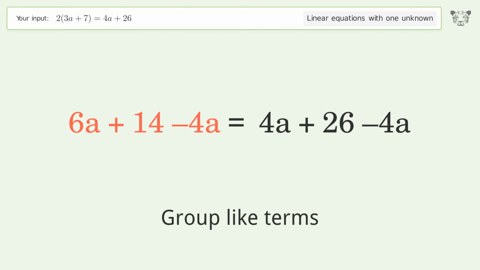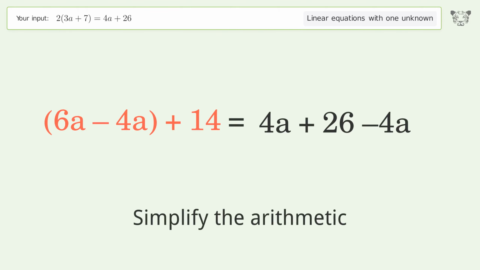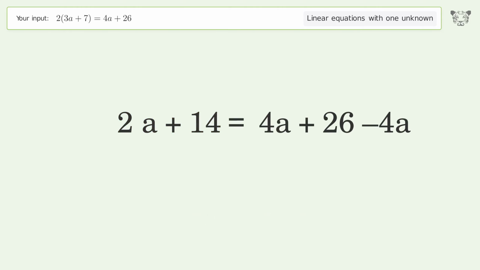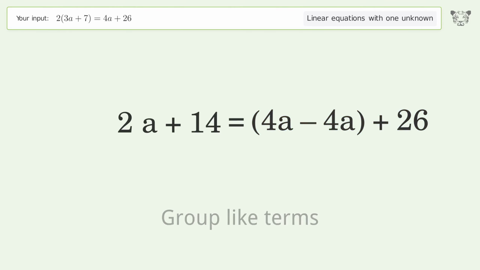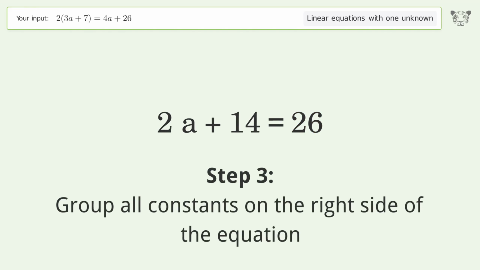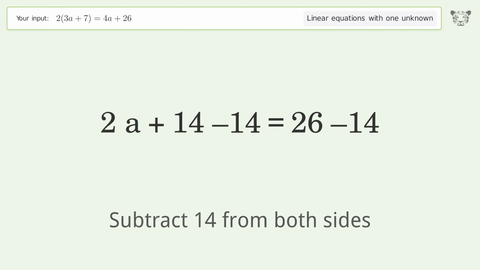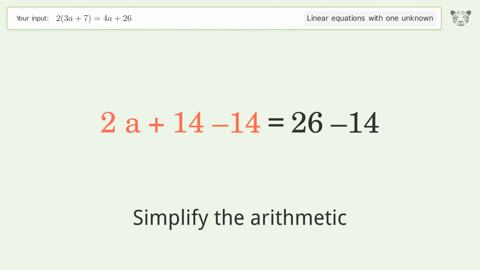Group like terms. Simplify the arithmetic. Group like terms. Simplify the arithmetic. Group all constants on the right side of the equation. Subtract 14 from both sides. Simplify the arithmetic.